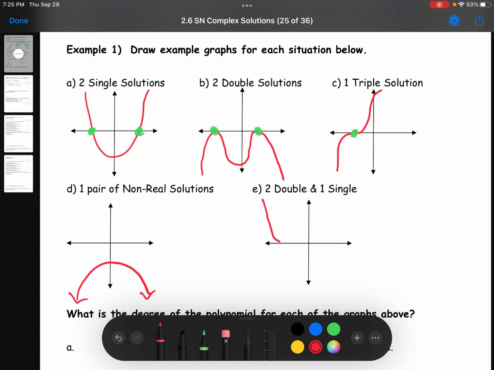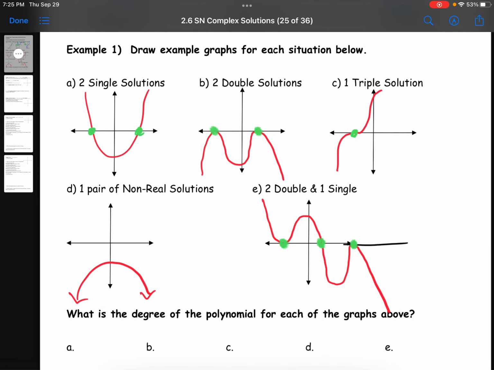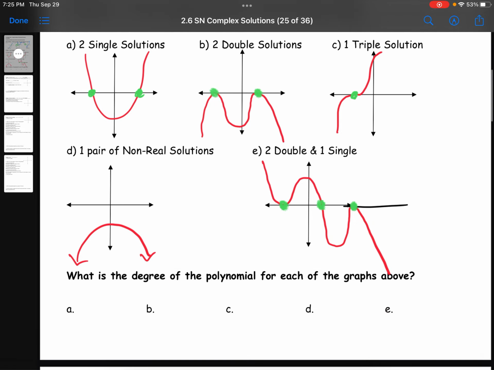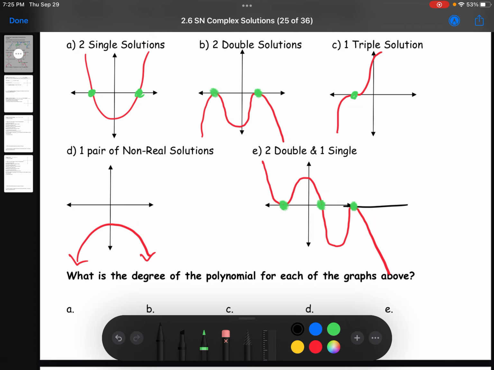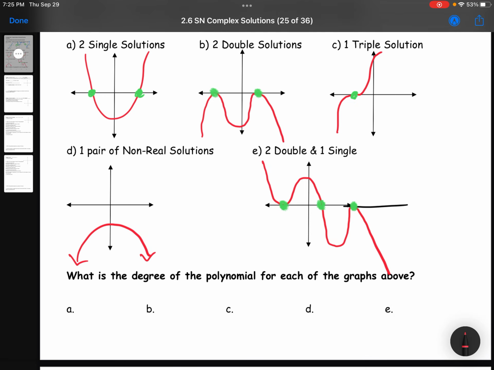Now, this last one gets a little fun. Two double and one single. If we have a double, we bounce off the x-axis. I'm going to put a single here, go through the x-axis, and then bounce off the x-axis again. It's not the only option for any of these graphs. There's multiple graphs you could draw for each of these. Key thing to remember: a double root is a tangent bounce, a single root goes straight through the axis, and a triple root does the zigzag thing.